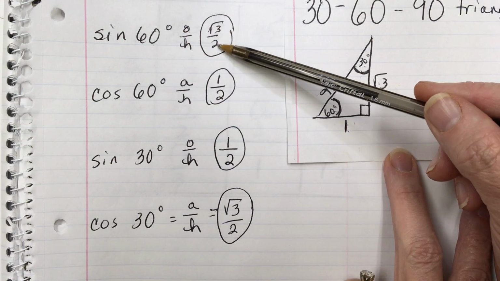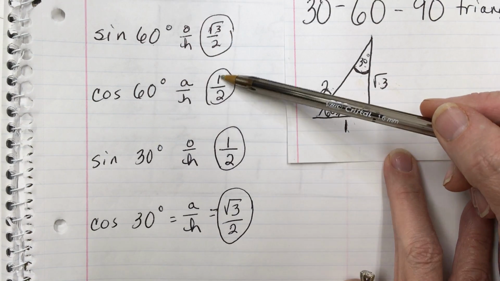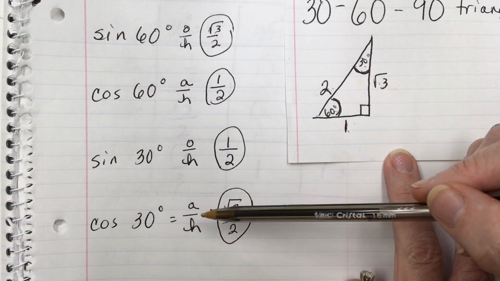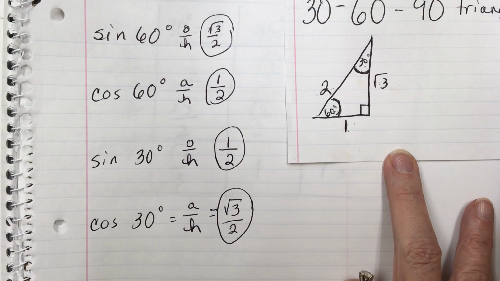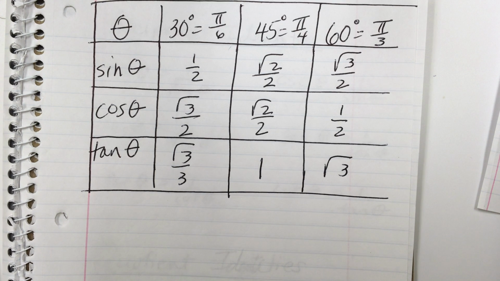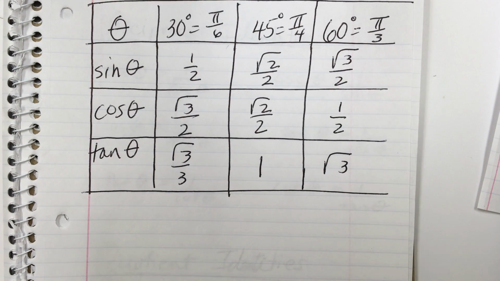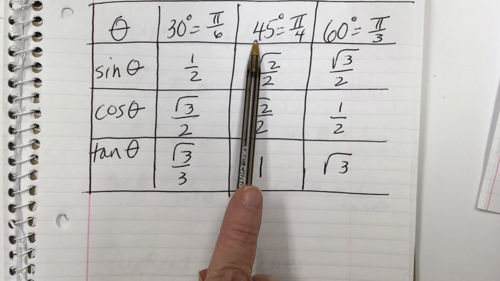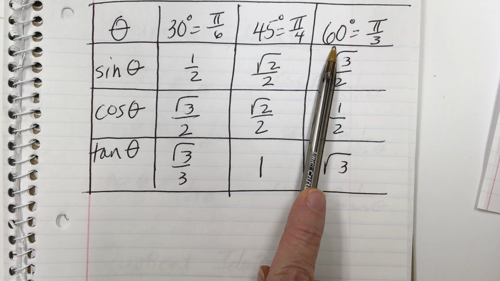Sine of 60 is square root of 3 over 2. Cosine of 60 is 1/2. Sine of 30 is 1/2. And cosine of 30 is square root of 3 over 2. Now, I've made you a little chart that I want you to memorize and become very familiar with. Therefore, you can use it anytime that you're asked to find sine, cosine, and tangent of a 30-degree angle, 45-degree angle, or a 60-degree angle.